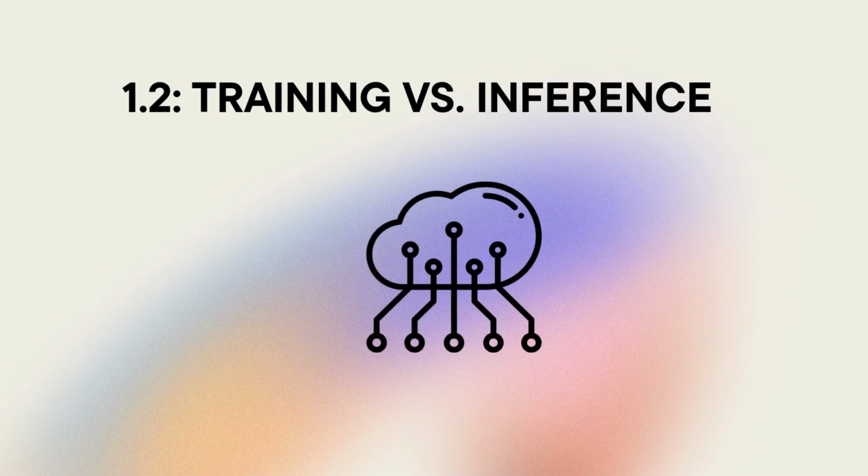Welcome to section 1.2, Training versus Inference. This is a fundamental concept in artificial intelligence, and understanding it is critical for anyone working with AI systems. In this lesson, we'll break down the difference between building a model and using that model, two phases that shape every AI application you'll encounter.